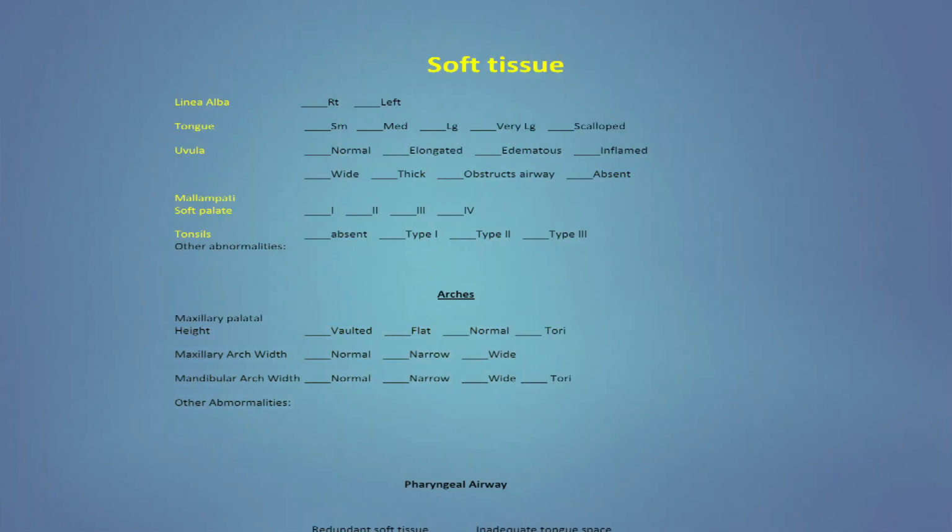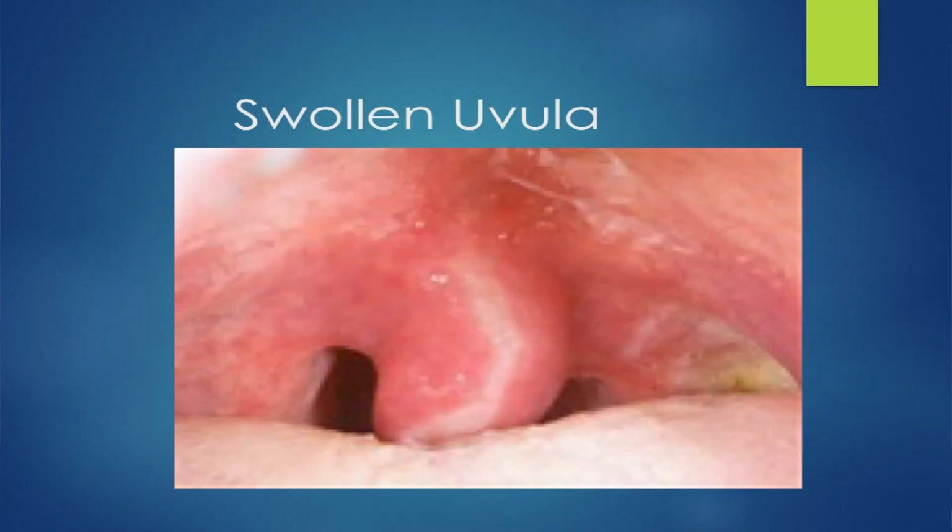Soft tissue. We look for the presence of linea alba. We're going to look at the tongue, the uvula. We'll get a Mallampati score, and we'll look at the tonsils. Remember I talked about how snoring can cause what looks like a swollen uvula. It becomes edematous. We check off if the uvula is normal, elongated, or edematous.